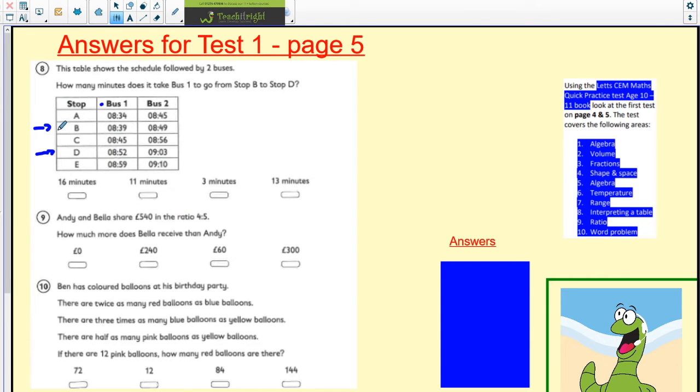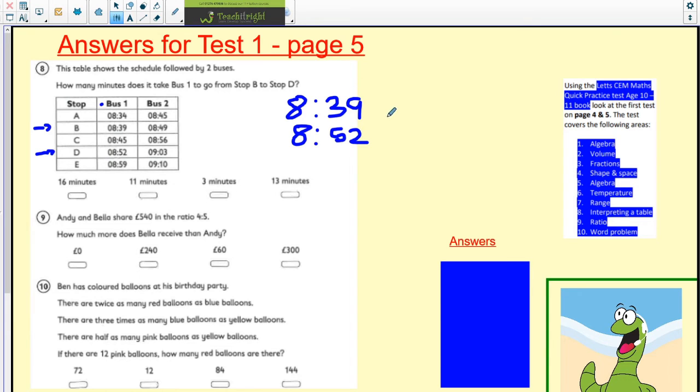So it leaves from stop B at 8:39, and it gets to stop D at 8:52. That's interpreting my bus timetable. Don't need anything else? No, I don't. So now I have to work out the difference. And to go from 39 to 52, I'm going to do it very simply in my head.